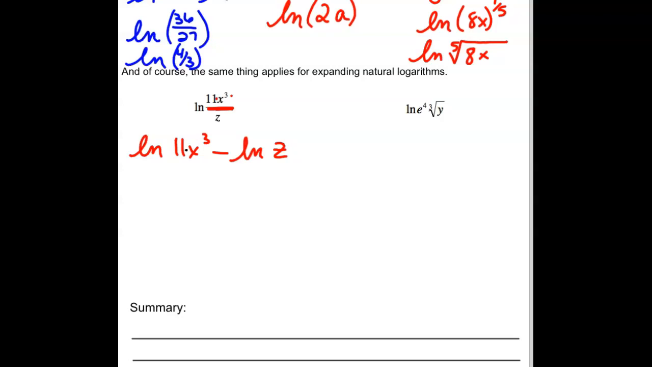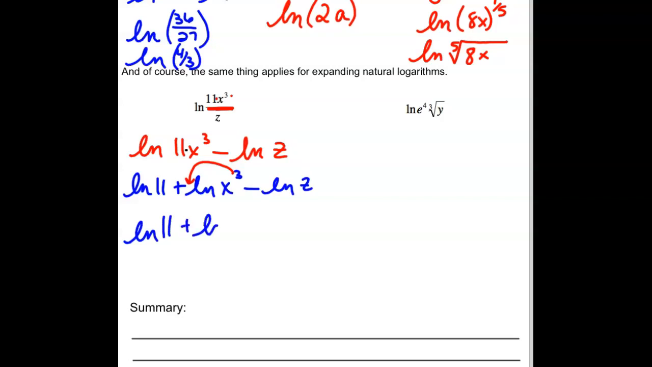this multiplication here, because multiplication can be expanded into adding two logs. So this becomes the natural log of 11 plus the natural log of x cubed minus the natural log of z. And then our last step would be to move this power out front, but it only applies to this x piece. So we're just going to move it in front of the natural log of x. Final answer, natural log of 11 plus 2 times the natural log of x minus the natural log of z.